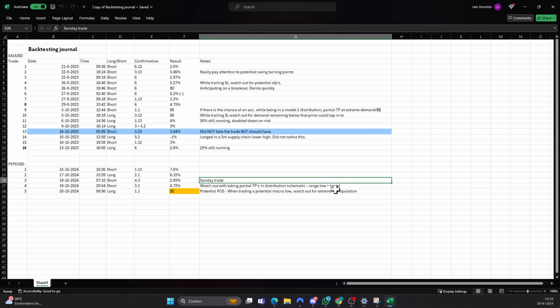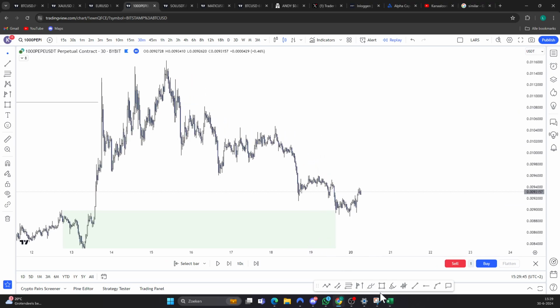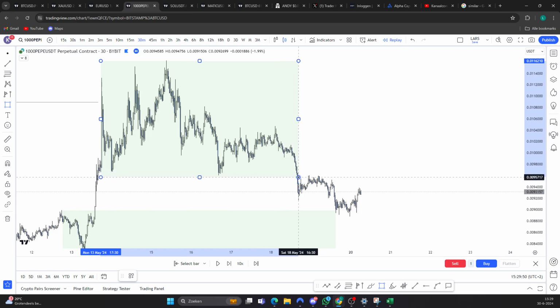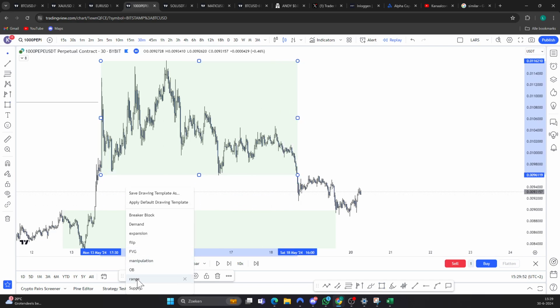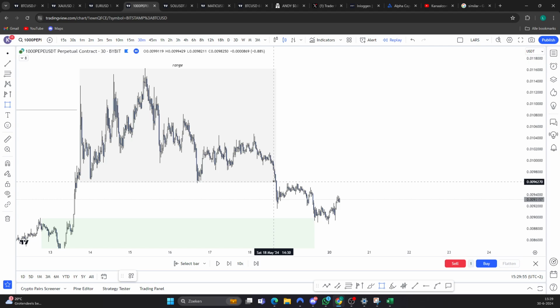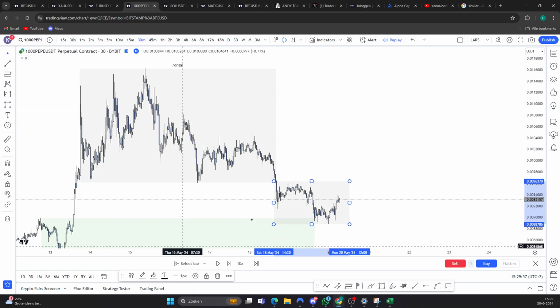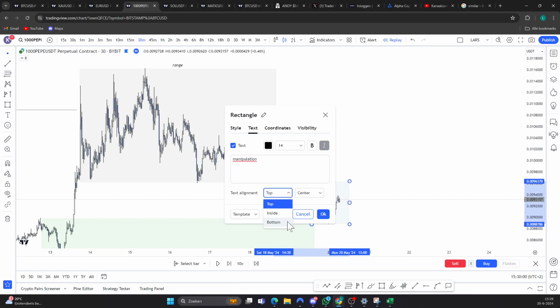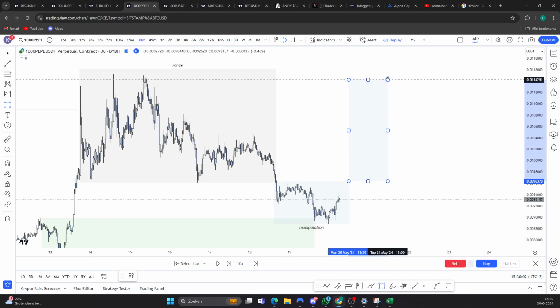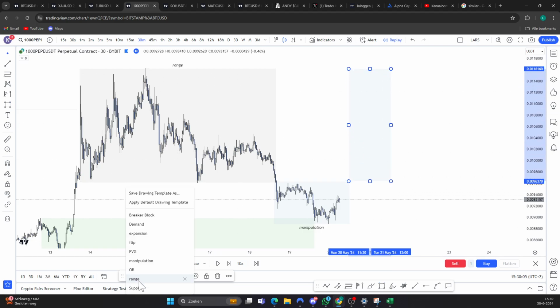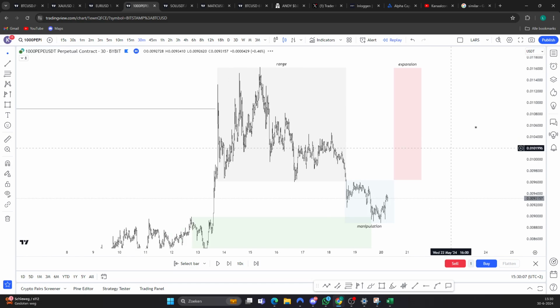Because the overall target is the range low. And then potential PO3: when trading a potential macro low, watch out for extreme manipulation. For the people that remember this trade, it was actually pretty nuts. What I was talking about is how we had this massive PO3 schematic going on, where this is our range, this is our manipulation below the range low, and of course what is to follow is the expansion up, a very high time frame PO3 schematic that actually worked to perfection.